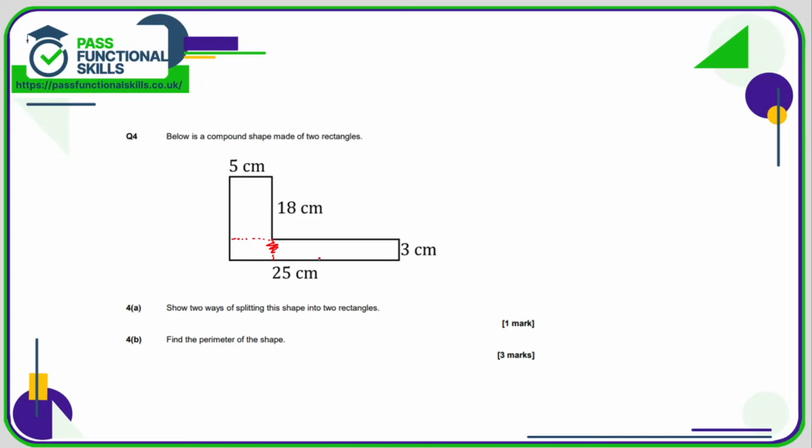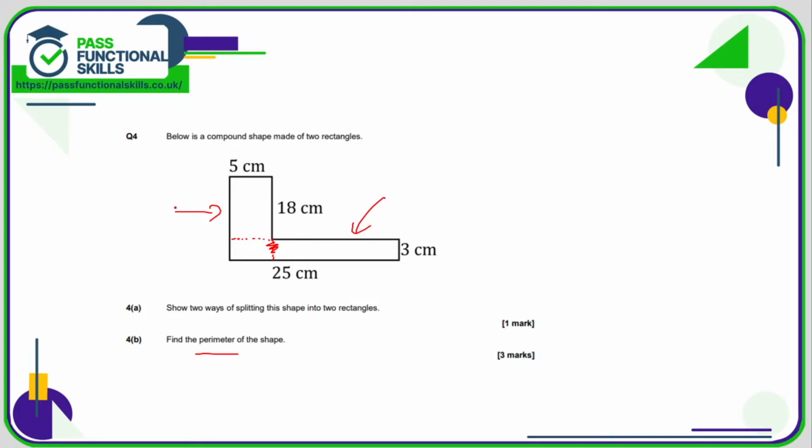Although converting it into 2 rectangles, I would say, is something that you do when you're working out the area. I don't think it's really particularly helpful when you're working out the perimeter of the shape. Now, to find the perimeter of the shape, we need to add all the sides together. Now, we don't know this side length and we don't know this side length.